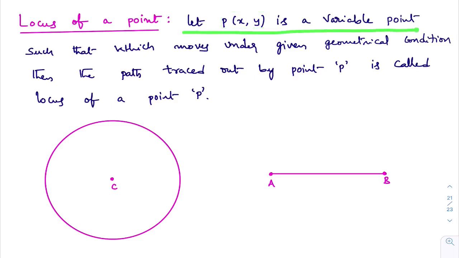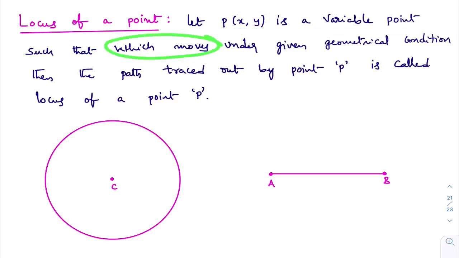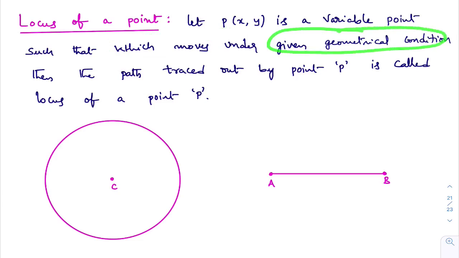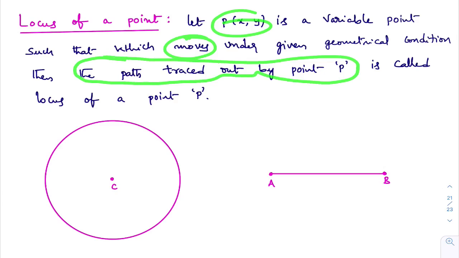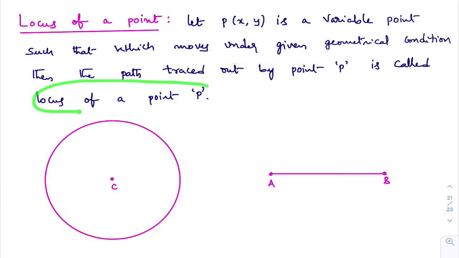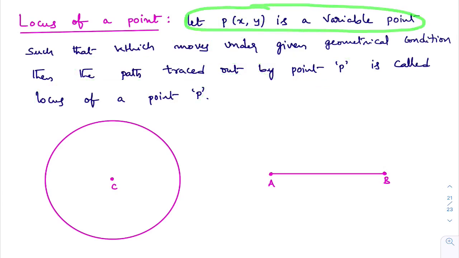What I have written here? Let P of x comma y be a variable point which moves, that means the point P moves under a given geometrical condition. In the question, they will give some condition. Based on that condition, this point P moves. As the point P moves, where it is moving, that path is traced out. The path traced out by the point P is called locus of the point P. I repeat, P of x comma y is a variable point which moves under a given geometrical condition.